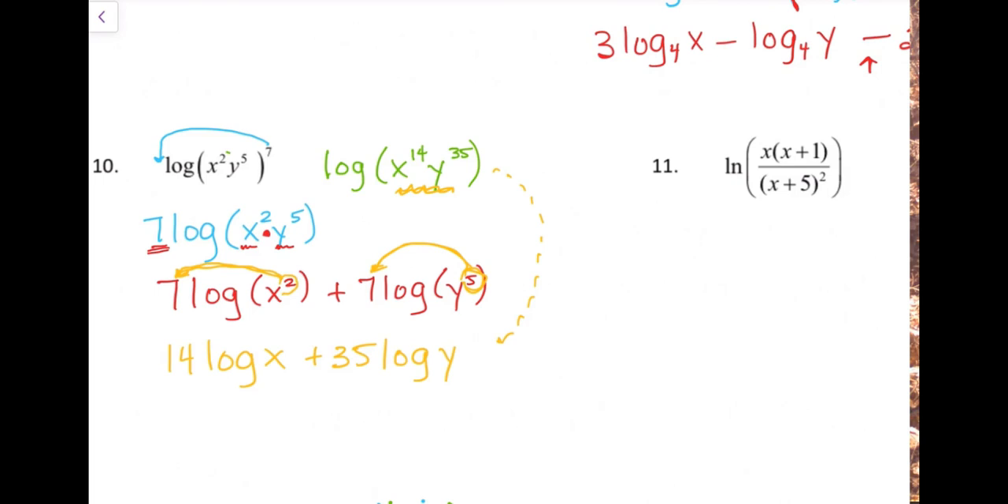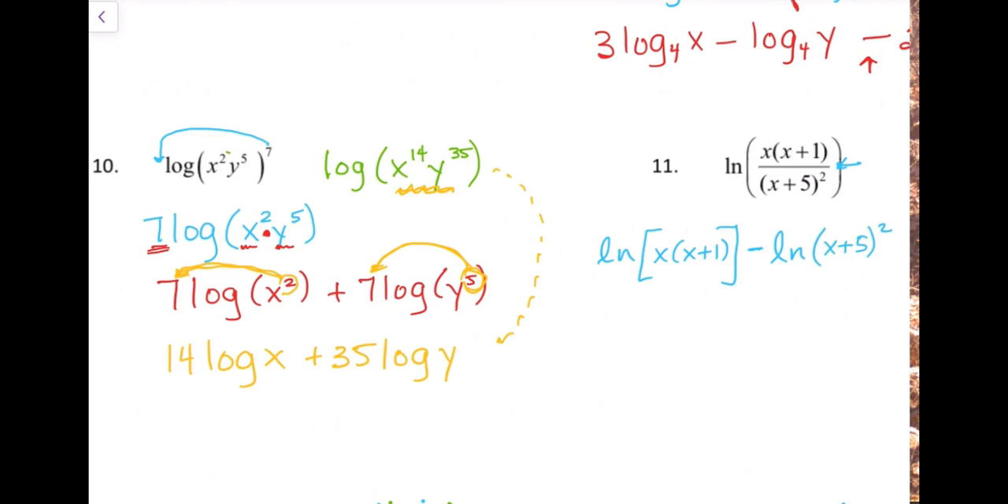Okay, last example. Start by looking for division. And I do have division right here, so I'm going to do that first. So I'm going to have 2 logarithms. I'm going to have the natural log of my numerator. And because I'm splitting at division, I'm going to have a minus sign, natural log of the denominator. So I've split the division.